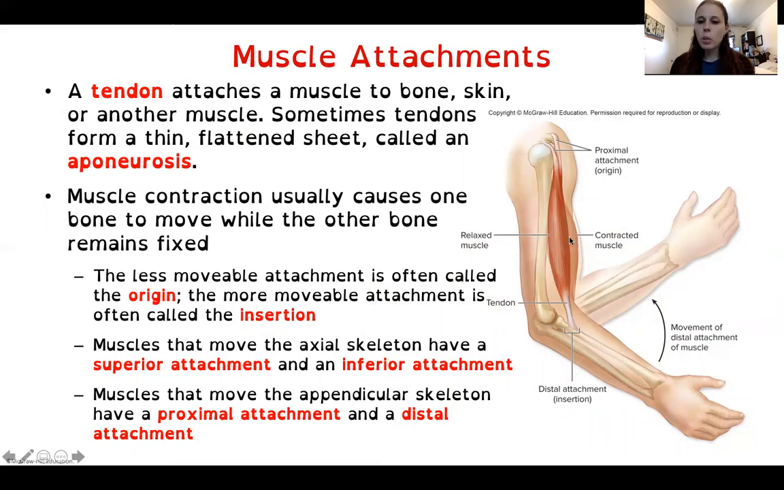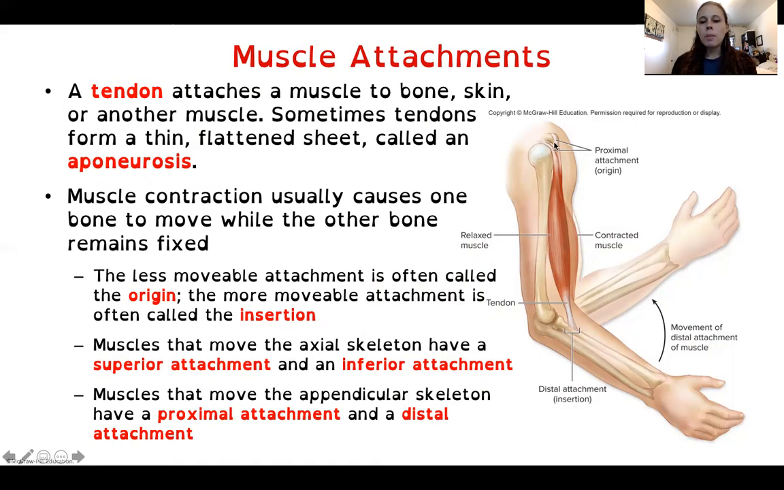So for example, here we have this muscle. It's attached to the shoulder joint, as well as the radius of the forearm. And so when this muscle is contracting, then the radius is going to come closer to this other bone called the humerus. And so they're going to come closer together, so the arm is going to flex. Okay, when the muscle is relaxing, you have the opposite movement.